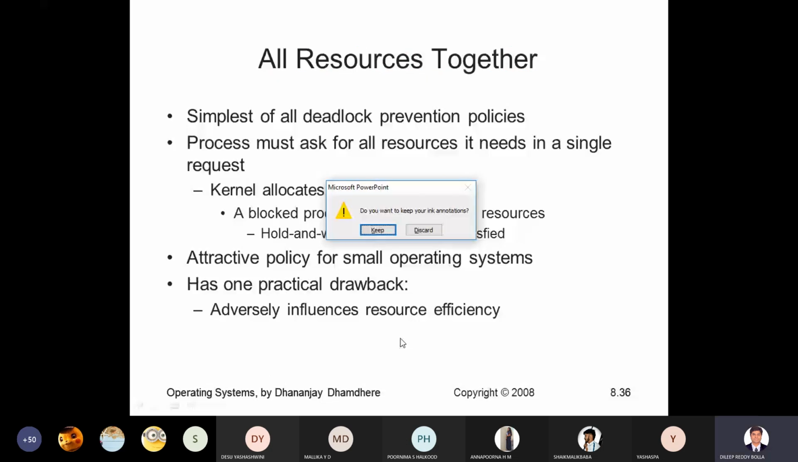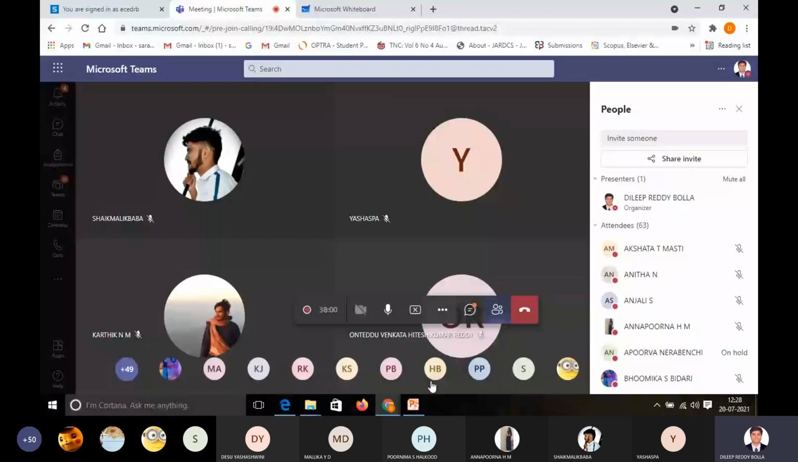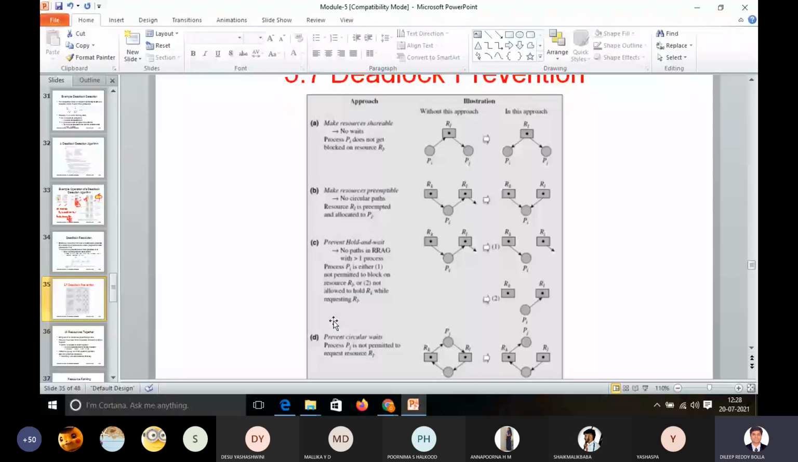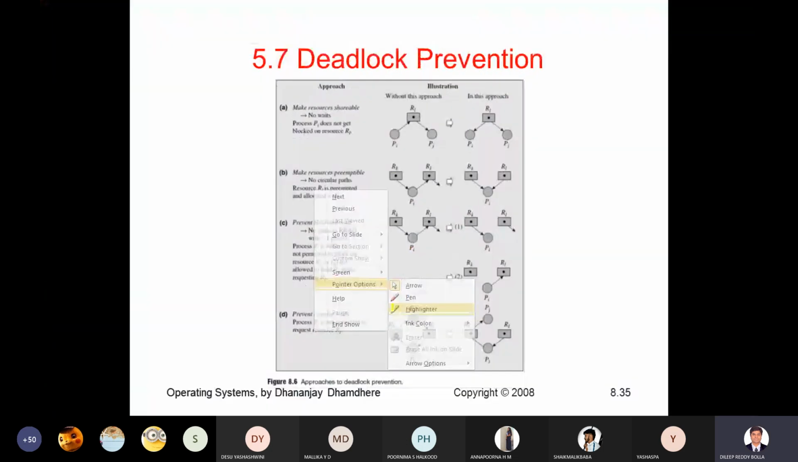So next one, you see the next one, the last one. The last one is by using circular waits. So we are preventing the circular waits. How to prevent the circular waits? Circular means what? You see this one here. Anywhere it can start from. We cannot say it can start from here only, right? Let us say it is started from this point.